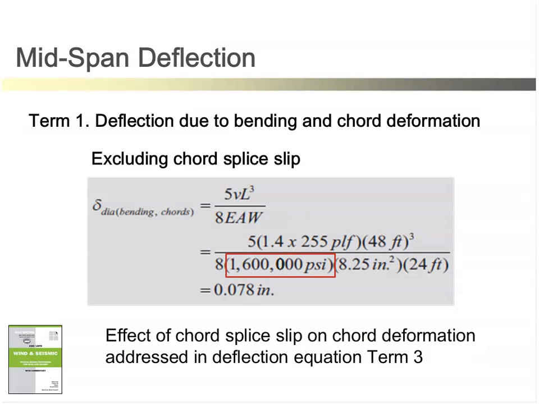Then we're looking at the effect of chord splice slip on chord deformation. Or I'm sorry, we're excluding chord splice slip in this particular example. We're just looking specifically now at bending and chord deformation. We're going to look at the chord splice slip in equation term 3. So right here we're just looking at the effect of bending and chord deformation, bending of the chord itself.